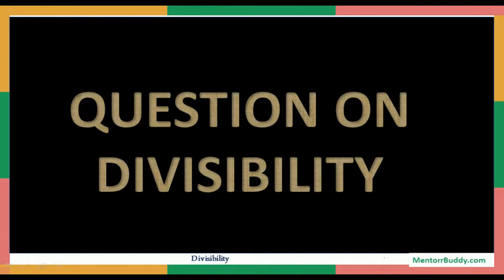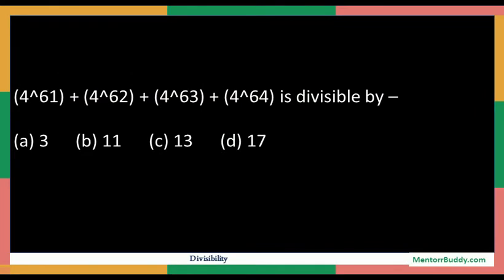Today we are going to solve a question based on the logic of divisibility. The question says: 4 to the power 61 plus 4 to the power 62 plus 4 to the power 63 plus 4 to the power 64 is divisible by which one among the listed options? The options are 3, 11, 13 and 17.